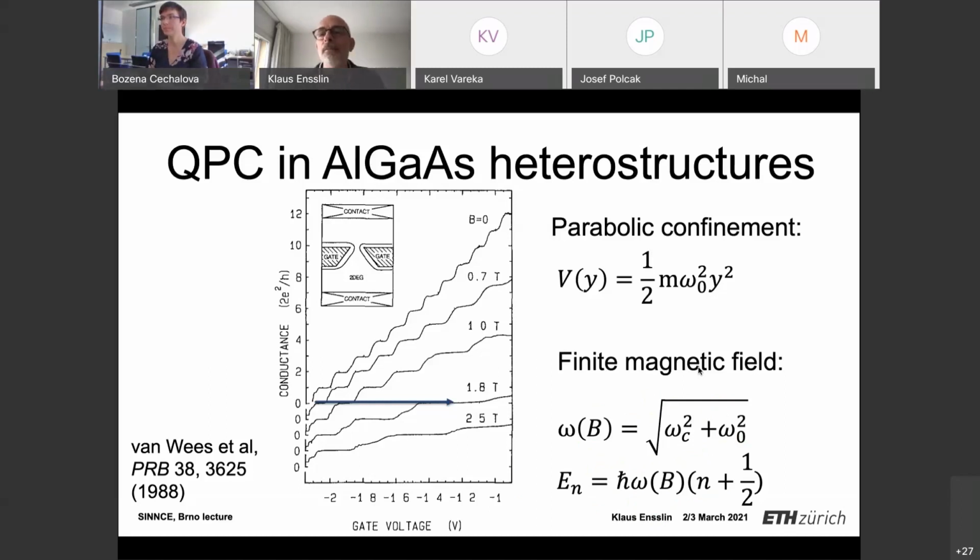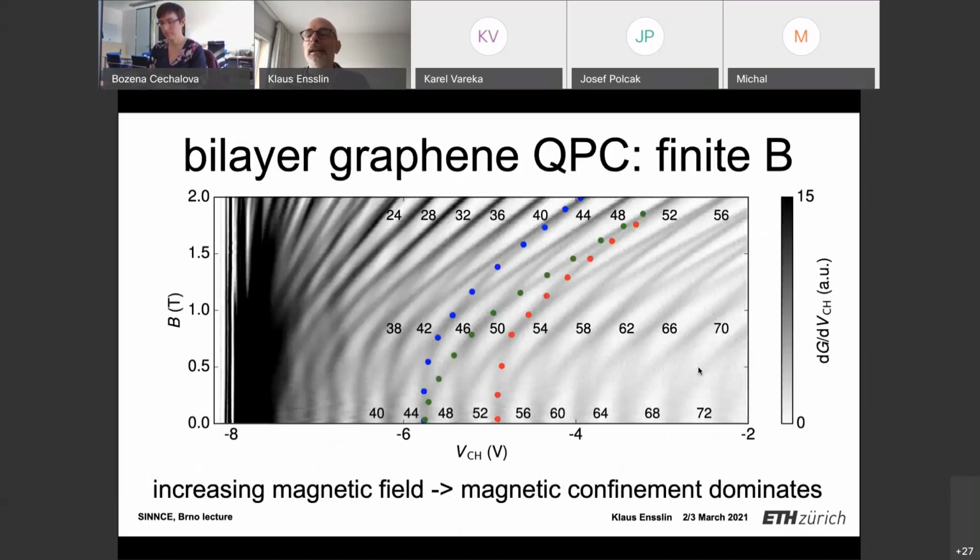Now let's do the same thing, the same experiment, apply a magnetic field in graphene. And I show you this because I think the data is beautiful. So again, vertical axis is magnetic field, horizontal axis is this little gate voltage, and what you see here in the color scale is now differential conductance. So when differential conductance is 0, that means that you have a plateau in conductance.